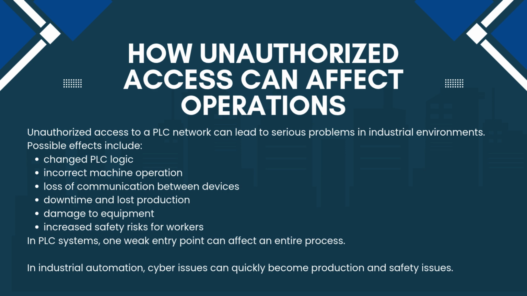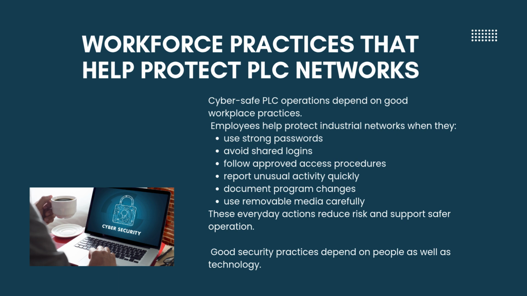So what could happen if someone gained unauthorized access? Unauthorized access to a PLC network can lead to serious problems in industrial environments. PLC logic could be changed, machine operation could become incorrect, communication between devices could be disrupted, and production could stop unexpectedly. In some cases, equipment may be damaged and safety risks for workers can increase. In PLC systems, one weak entry point can affect an entire process. That is why technology alone is not enough.